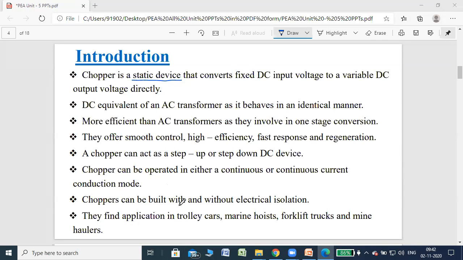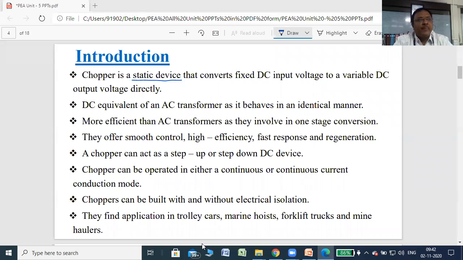A chopper can act as a step up or step down DC device, right? A chopper can be operated in either a continuous or discontinuous current conduction mode. Choppers can be built with and without electrical isolation, and they find applications in trolley cars, marine, hoist. Then these are some other applications. Okay.